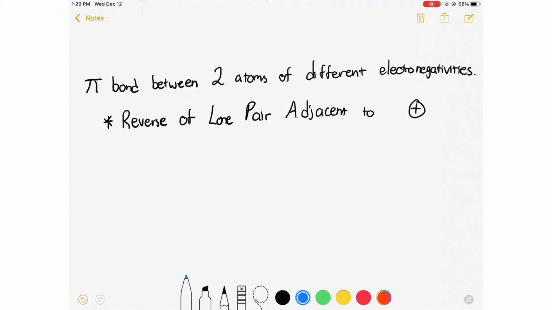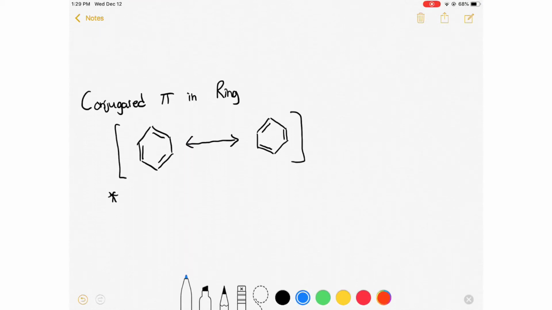Another pattern is pi bond between 2 atoms of different electronegativities, which is basically just reversing the lone pairs adjacent to the ion. And the final pattern is conjugated pi bond in a ring. Basically, the arrow pushing mechanism would look like this, where it would shift over and around, rotating endlessly, and this only occurs in aromatic.